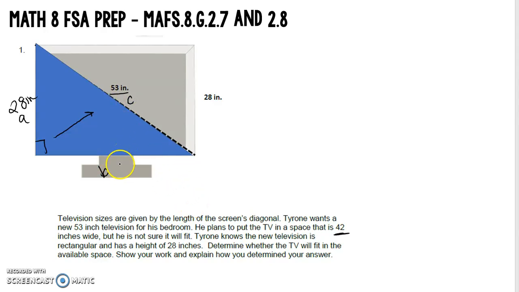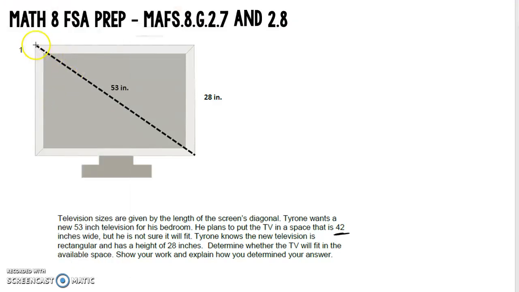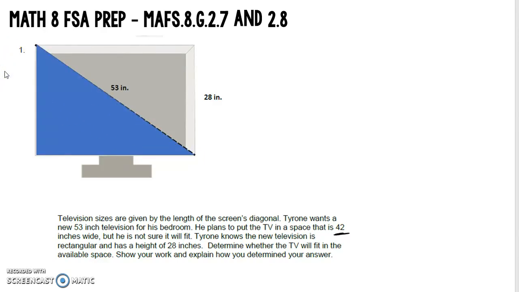Well, what Tyrone wants to know is, what is the length of this side? So the key to this problem is, do you see the right triangle? In order to see that this is a Pythagorean theorem problem, you have to recognize that this TV, if cut diagonally, does form two right triangles, where this diagonal is our hypotenuse, our C value. So what Tyrone is saying is that this TV is 28 inches tall. That's going to fit. But what I want to know is, what is this length over here? Because if that length is not 42 or less, it is not going to fit.